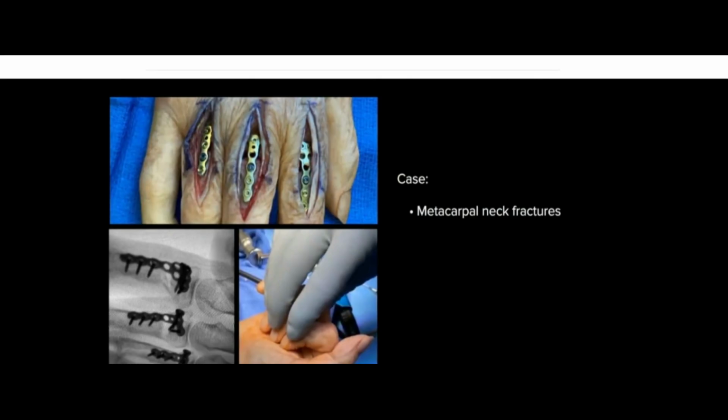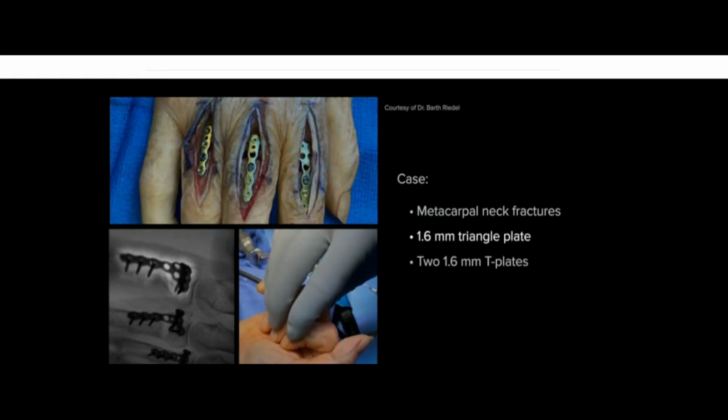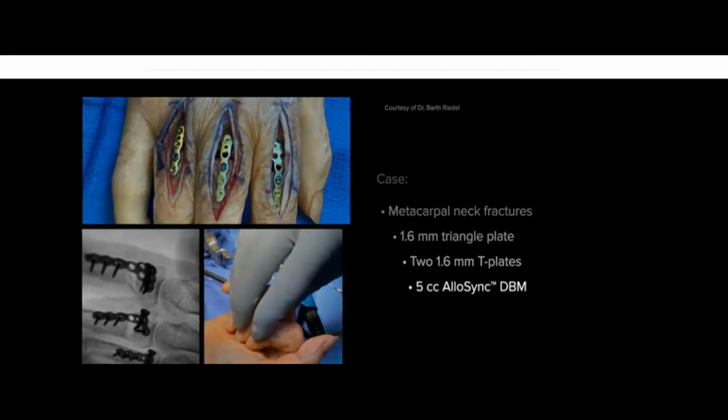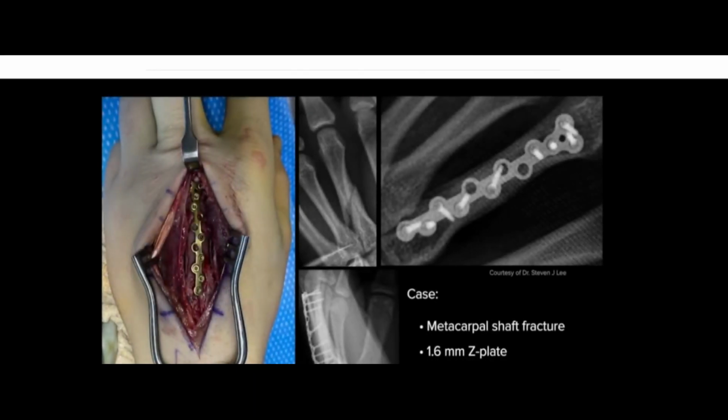This next patient had 3 metacarpal neck fractures fixed with a combination of mini fragment plates, including a triangular monkey plate, and 2 T-plates. Bone void fillers, to act as a substitute, should be considered where a good amount of bone has been lost. A Z-plate is shown on this case of metacarpal shaft fracture. This plate allows the staggering of screws along the small tubular bone.